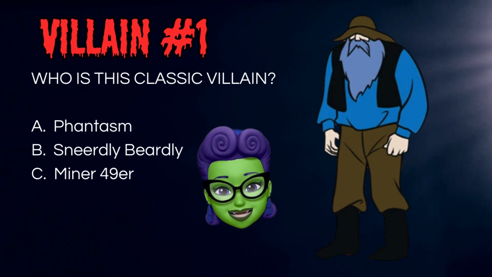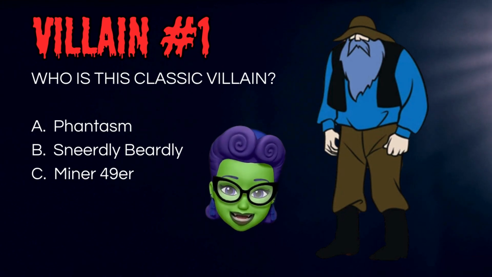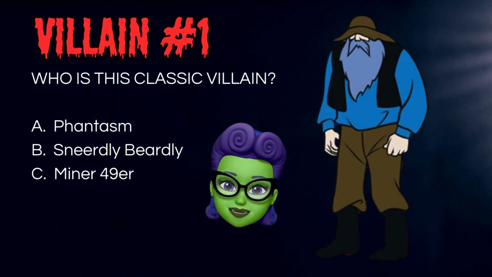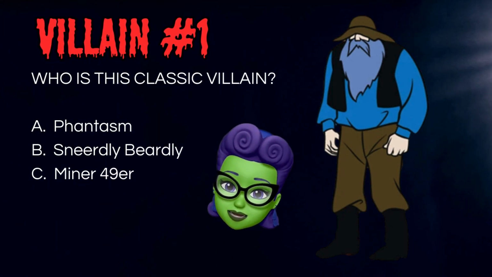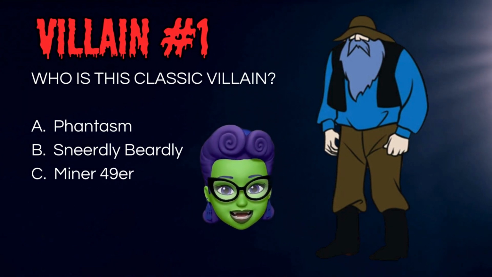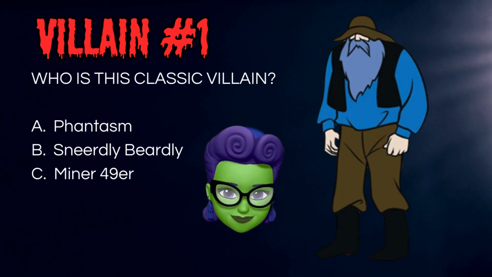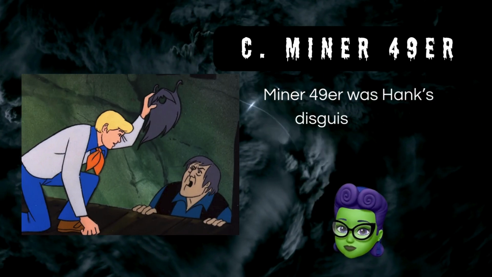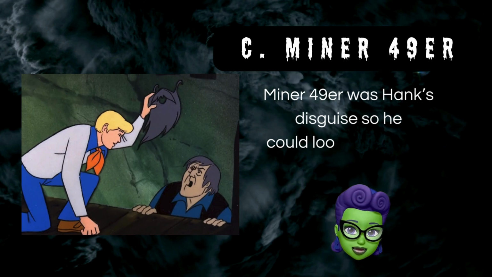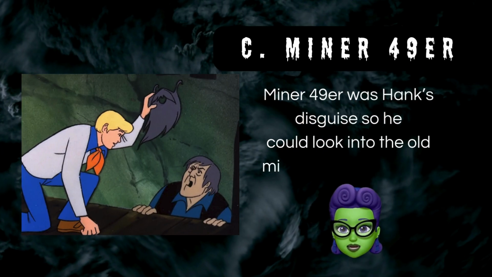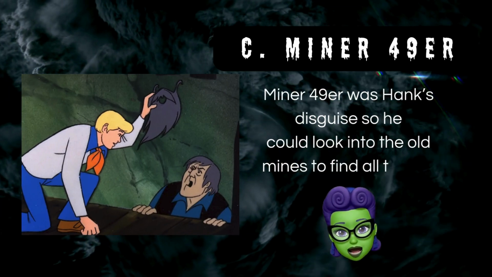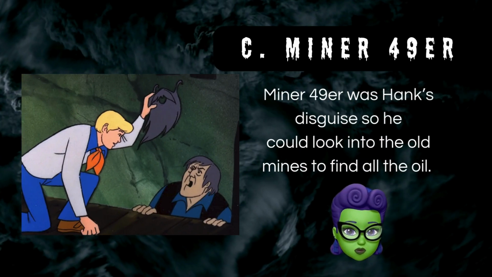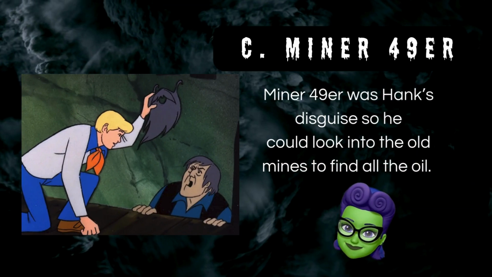So who is this classic villain? Is it A, Phantasm, B, Sneerdly Beardly, or C, Miner 49er? The answer is C, Miner 49er. Miner 49er was Hank's disguise so he could look into the old mines to find all the oil without sharing.